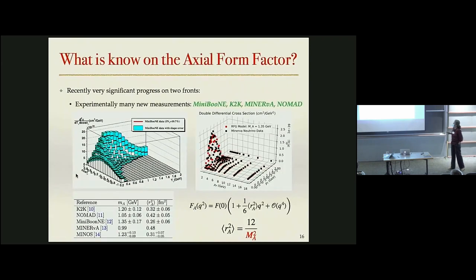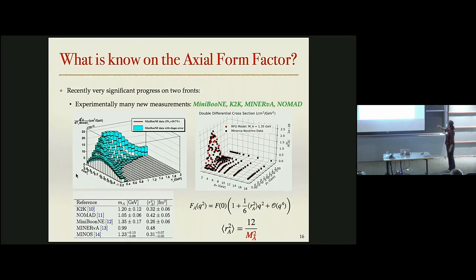And then recently, there has been two significant progresses on this axial form factor determination from two fronts. The one front is a new measurement of cross-sections coming from recent experiments, MiniBooNE, K2K, MINERvA, and NOMAD. And here they have been measuring the differential cross-section, yes? So here you have a measurement from MiniBooNE, which is a cross-section as a function of the kinetic energy of the outgoing muons and the cosine of the muon angle, okay?